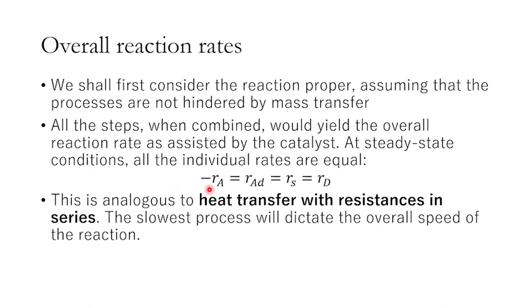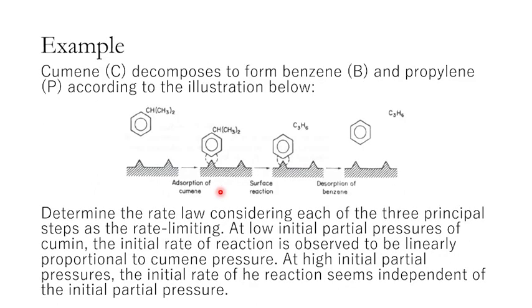For example, in our illustration here, if the surface reaction is very, very slow and the rates of adsorption and desorption are fast, that means that your overall rate of reaction will just depend on the rate of surface reaction because that is the rate limiting step. Always remember that our rate limiting step dictates the overall rate of the reaction. Okay, let us apply this with an example.